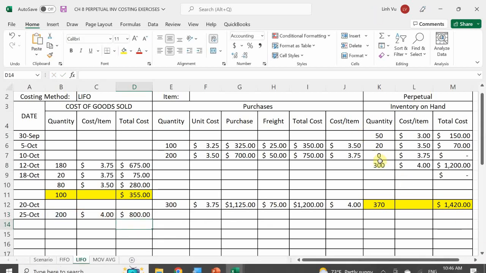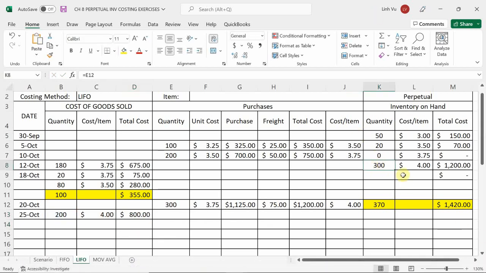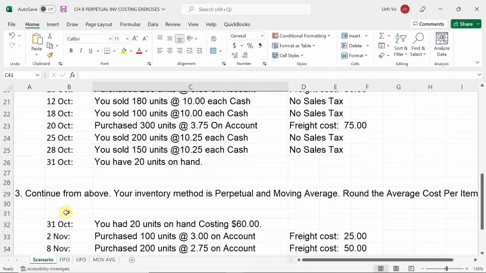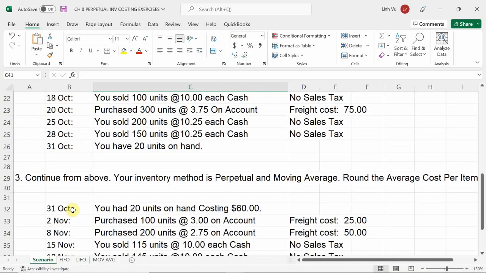So in this case, I have to update my inventory. 300 minus 200 should give me 100 left. So now I have 170 units left. Okay. Last but not least, on October 28th, you end up selling 150 units, leaving yourself at a grand total of 20 units at the end of October 31st.